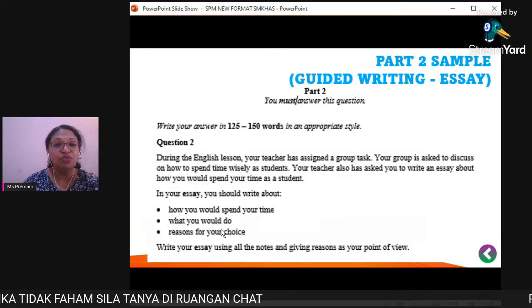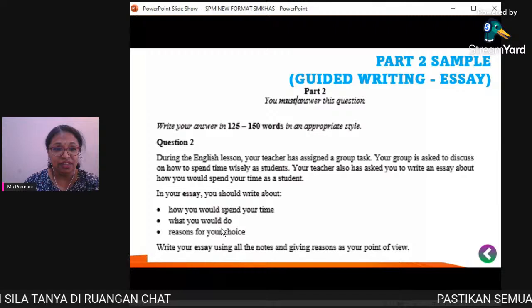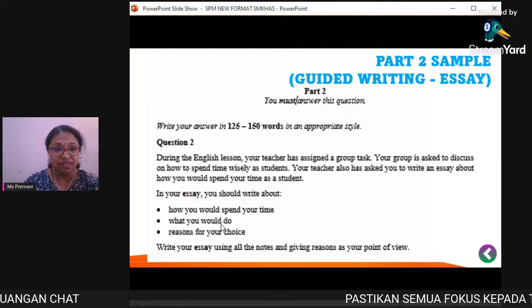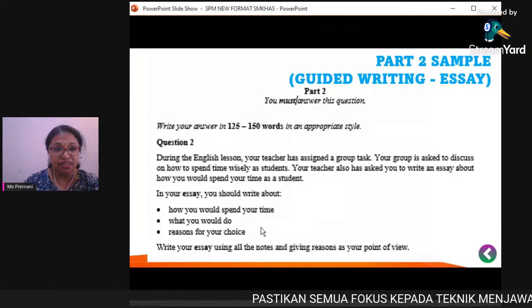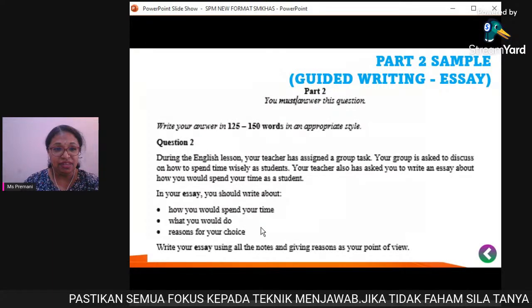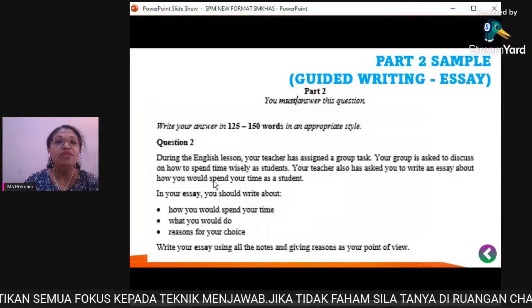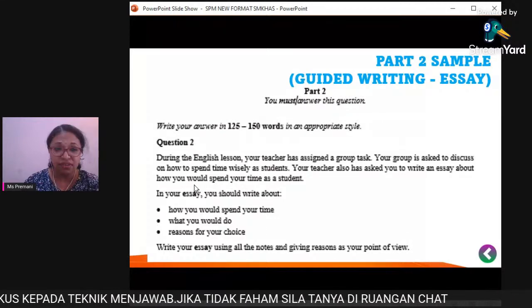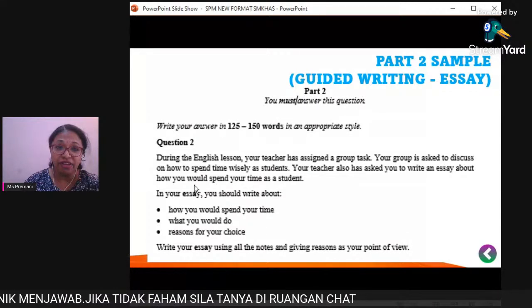Reason, so that I can be independent later when I further my studies. I can cook my own food rather than spending money on buying food from outside shops or from restaurants. All right. So second tips.